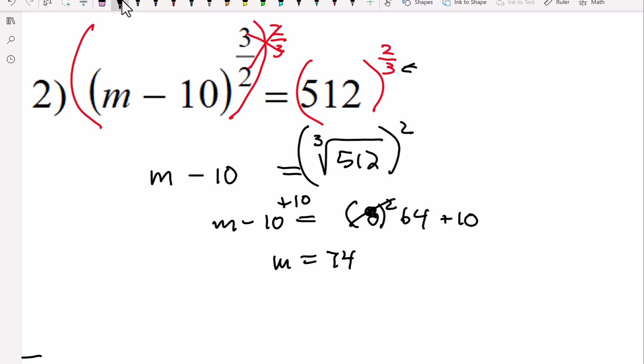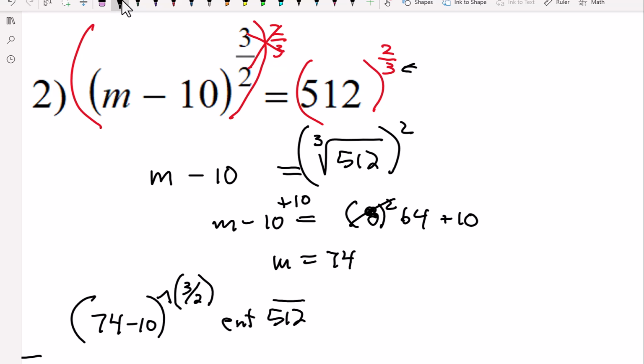And then if you did the check, parentheses, 74 subtract 10, which is 64, caret, parentheses, 3 fraction 2 or 3/2, enter, and you should see 512 on your calculator. All right, that's it for equations with rational exponents.